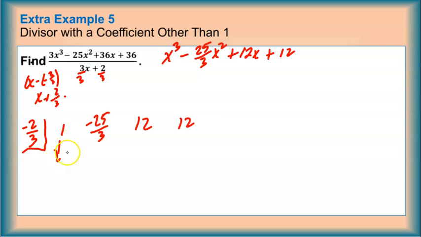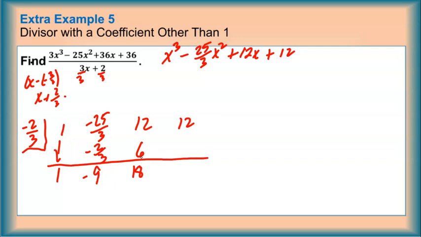Okay, so we're going to bring down the first coefficient, which is a 1. We're going to multiply on the diagonal. So negative 2/3 times 1 is negative 2/3. Add straight down. Negative 25/3 plus negative 2/3 is negative 27/3. Negative 27 divided by 3 is negative 9. Then I have negative 2/3 times negative 9, which would be 18/3. 18/3 is 6. So I have a positive 6 here. Add straight down and I get 18.